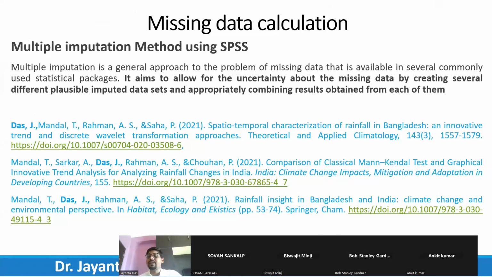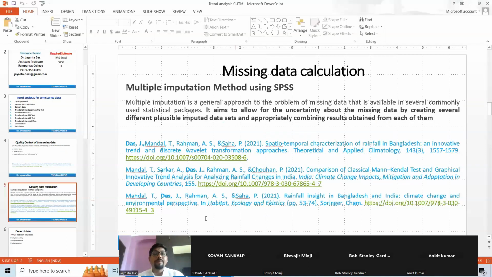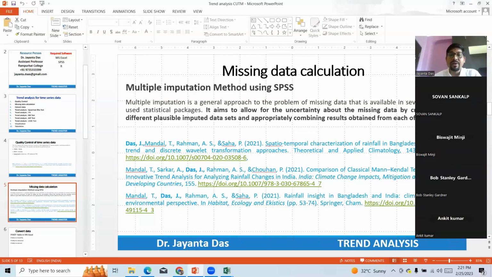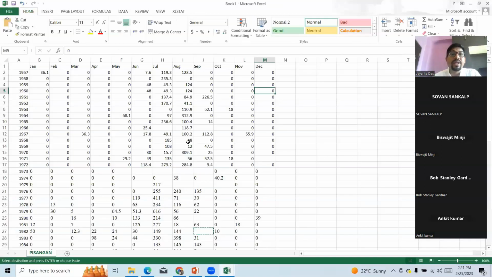You can find another technique, the single imputation method. It's called the multiple imputation method because it allows for the uncertainty about the missing data by creating several different plausible imputed data sets. So several different plausible imputed data sets, that's why it's called multiple imputation. I have used this technique in this paper. You can refer to my paper if you use this technique. I'll also share my paper. So I'll share how we can calculate it in SPSS software very easily.